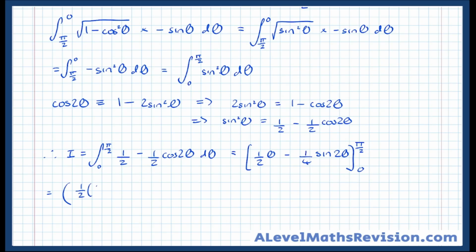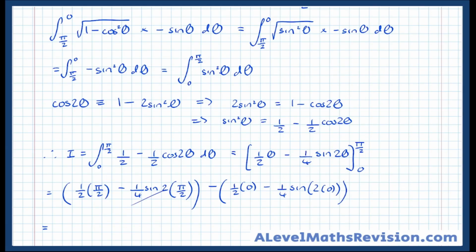So 1/2 of pi over 2, take away a quarter sine of 2 lots of pi over 2, take 1/2 of 0 minus 1/4 of sine of 2 lots of 0 equals, well, sine of pi is 0, sine of 0 is 0, that there is 0, just leaving us with pi over 4 as the answer.